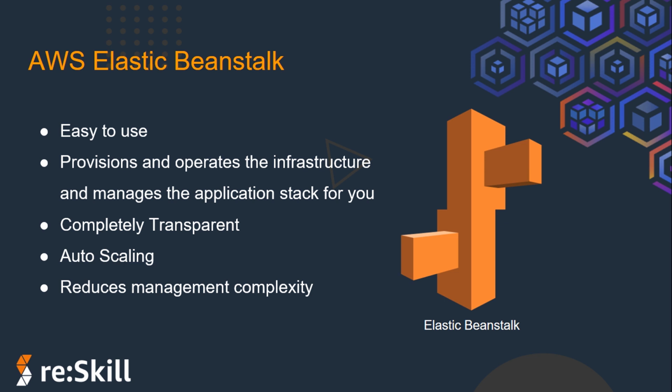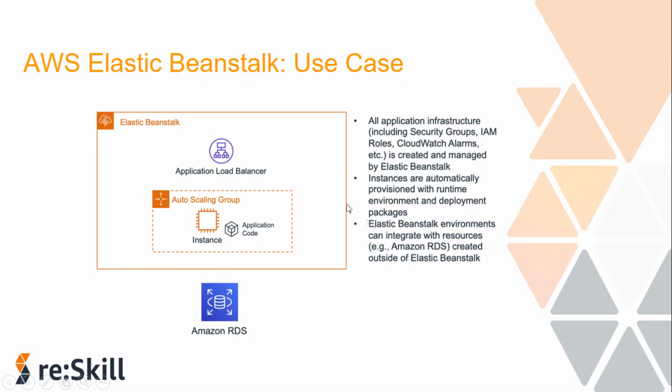It configures each EC2 instance in your environment with the components that are necessary to run the applications for the selected platform. You don't have to worry about logging into EC2 instances to install and configure your application stack. And here is one use case of Elastic Beanstalk. You can see all the application infrastructure here: security groups, IAM roles, any kind of alarms, they are created and managed by Elastic Beanstalk. Instances will be automatically provisioned with the runtime environment and any deployment packages that they need, and the environments can integrate with resources that are created outside of Beanstalk, such as Amazon RDS.